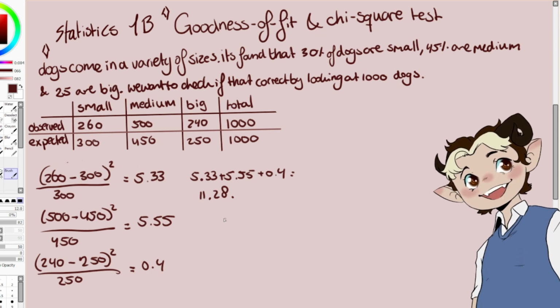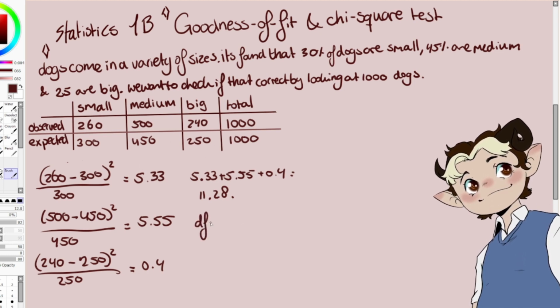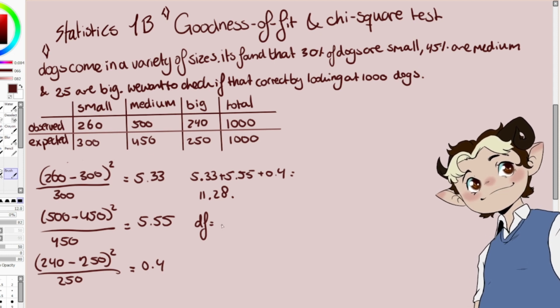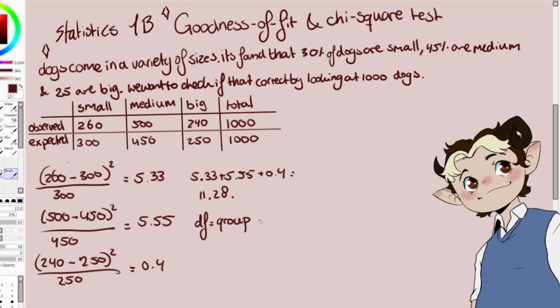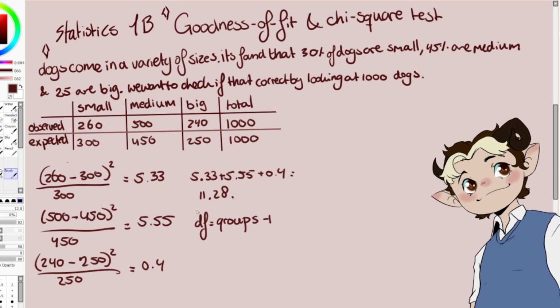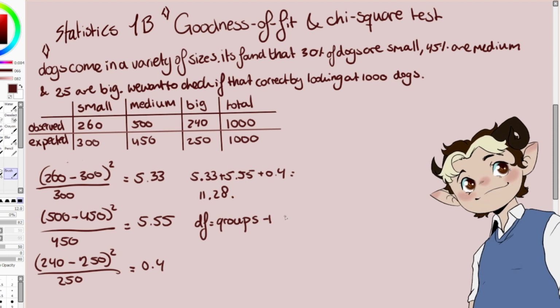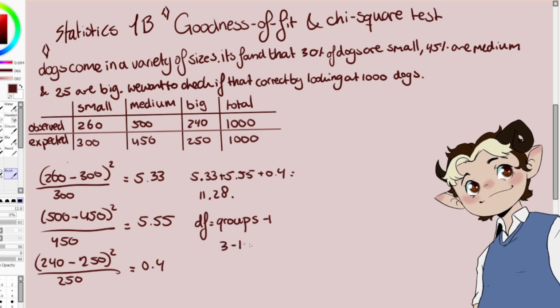Now what to do with that? Well, we have to find our degrees of freedom. What are our degrees of freedom in the goodness of fit test? It's literally just the number of groups minus 1. Seeing as we have 1, 2, 3 groups, our degrees of freedom here is 3 minus 1, which is 2.